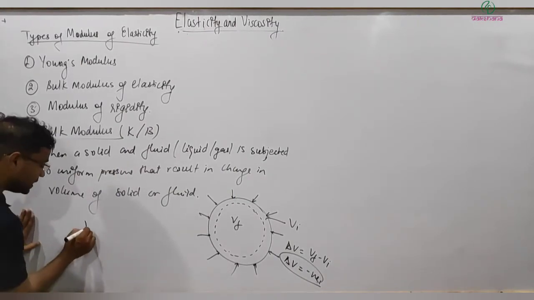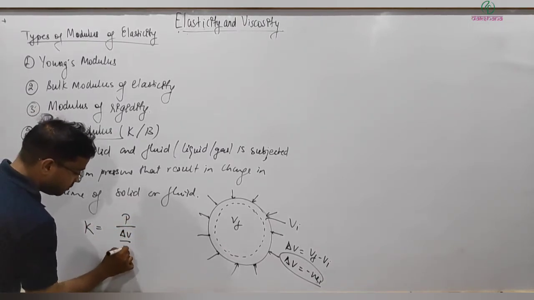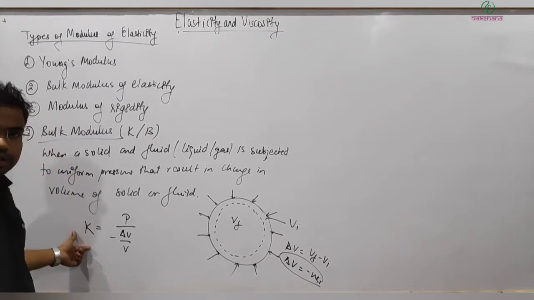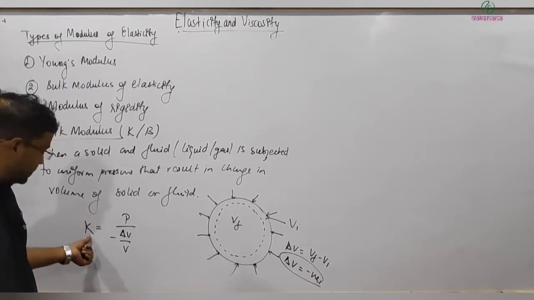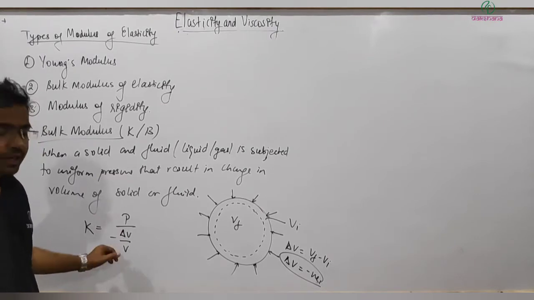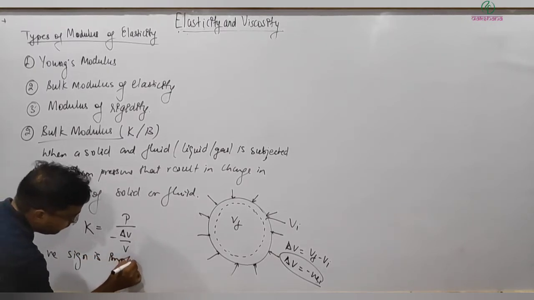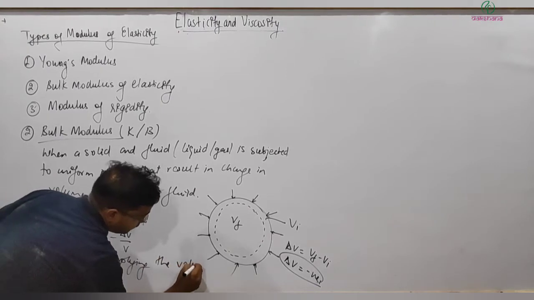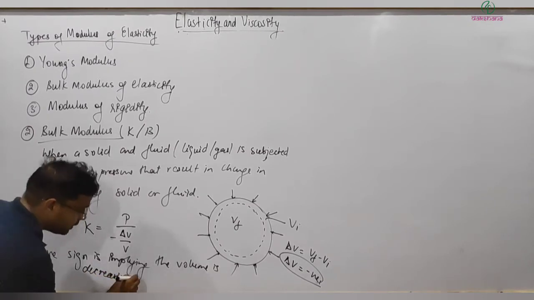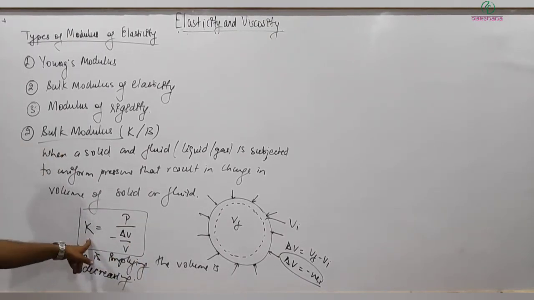So to make the quantity positive, we use one more negative sign. So it's pressure divided by strain, that is delta V by V, with a negative sign, because negative bulk modulus doesn't make any sense. This negative sign is not making the quantity negative. It's because delta V will always be negative, so to make this quantity positive we use the negative sign. The negative sign implies the volume is compressed or decreasing. So whenever bulk stress, pressure stress, is applied, this ratio is termed as bulk modulus.